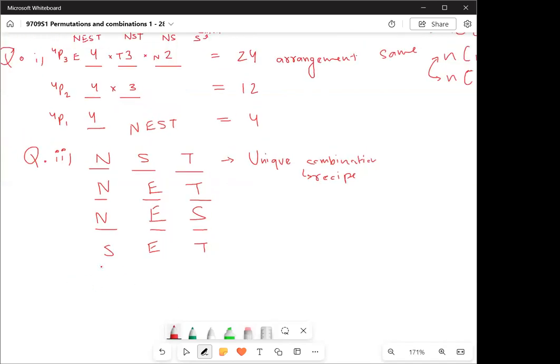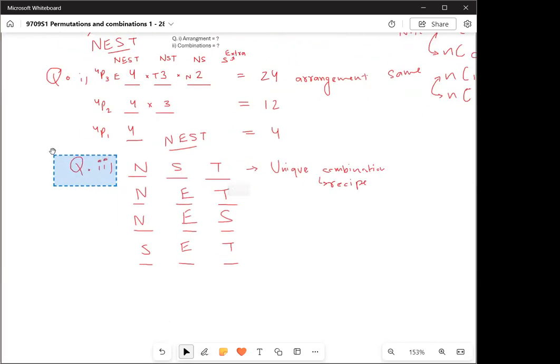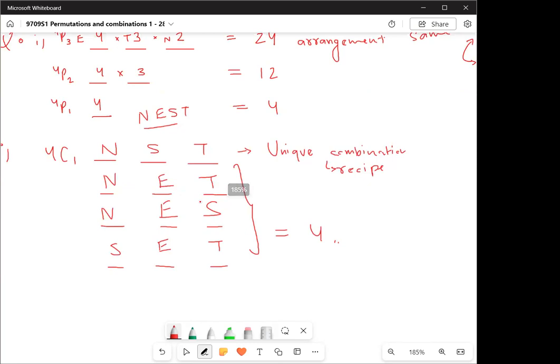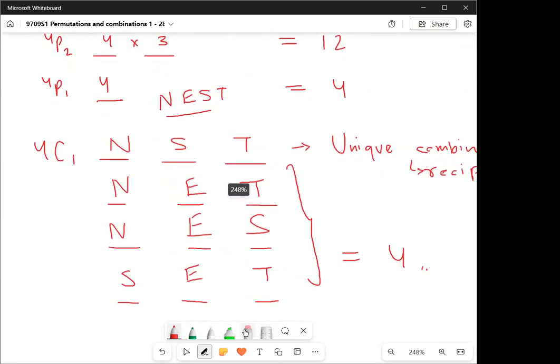So this is what you can do. 4 combinations, right? 4 unique combinations from these 4 letters. So if I do 4C1 in this case, it would be 4. Check what is 4C1. 4. But why would it be 4C1? Sorry. Not 4C1. 4C3. All right.